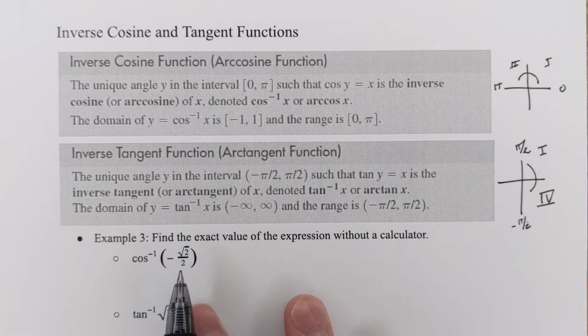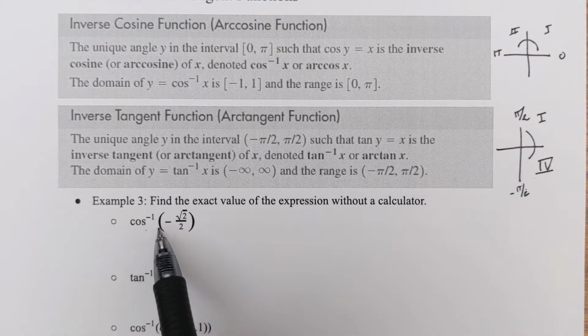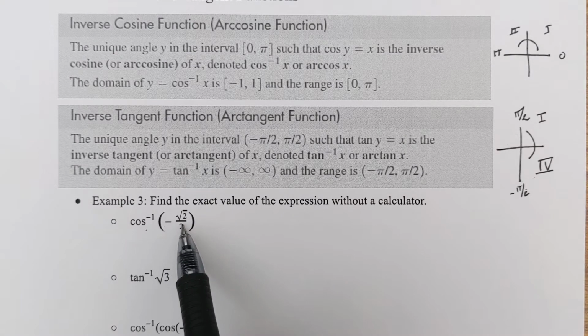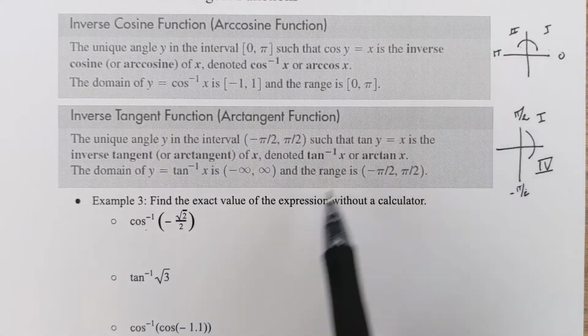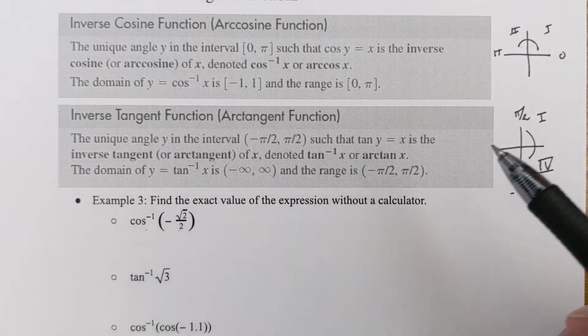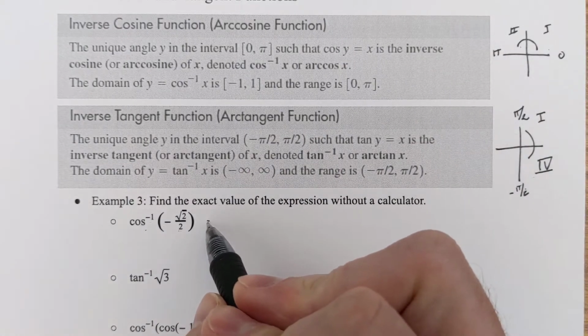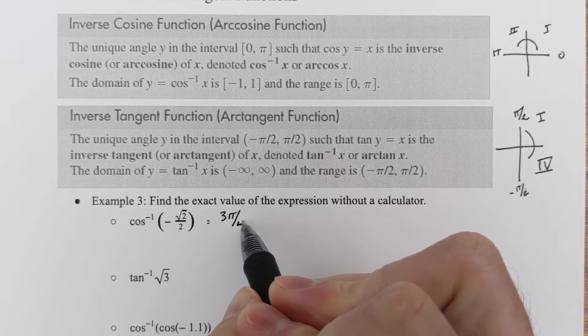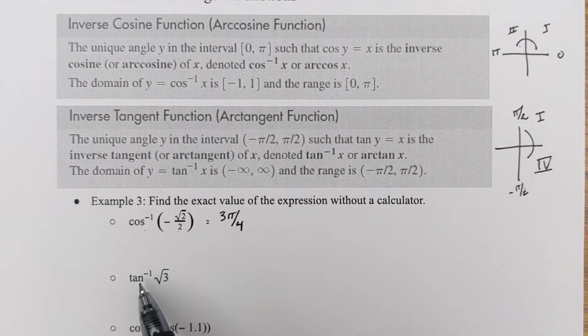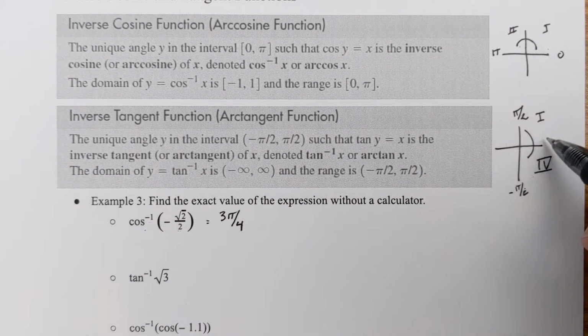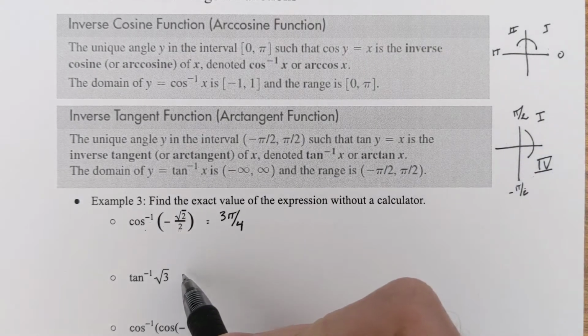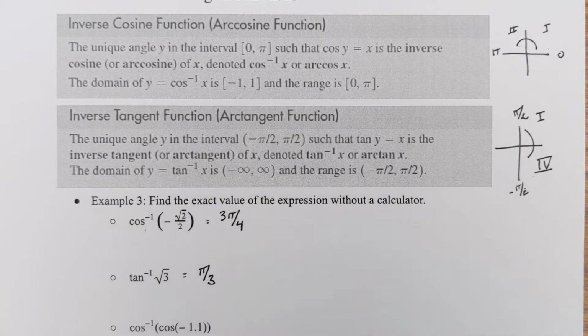All right, so for cosine, cosine is the x values. In this case, for the inverse cosine of negative root 2 over 2, I'm looking for it in quadrant 1 or 2, where the x value matches, and that's actually at 3 pi over 4. The inverse tangent of root 3 is in this quadrant. It is actually 60 degrees, which is pi over 3.